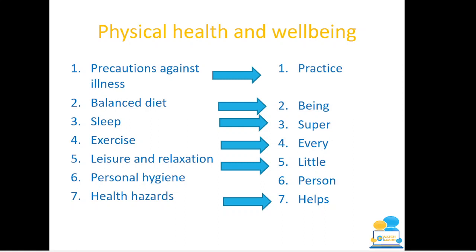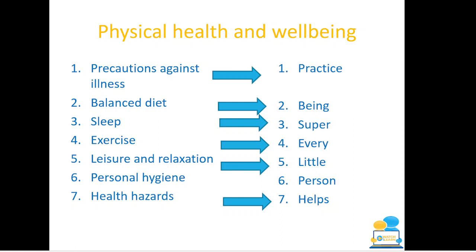Now you'll notice on the right that there is practice being super, every little person helps. So this is a mnemonic, okay? So it helps you to remember all of the names of the different areas that you look at in physical health and well-being. So say for example, the P for practice comes from precautions against illness, the B for being comes from balanced diet, the S from super comes from sleep, the E from every comes from exercise, the L from leisure relaxation, P for person from personal hygiene, and H for health hazards. Now, the best thing you could probably do is create your own one, because you're more likely to remember, but that's a nice little guide to help you.